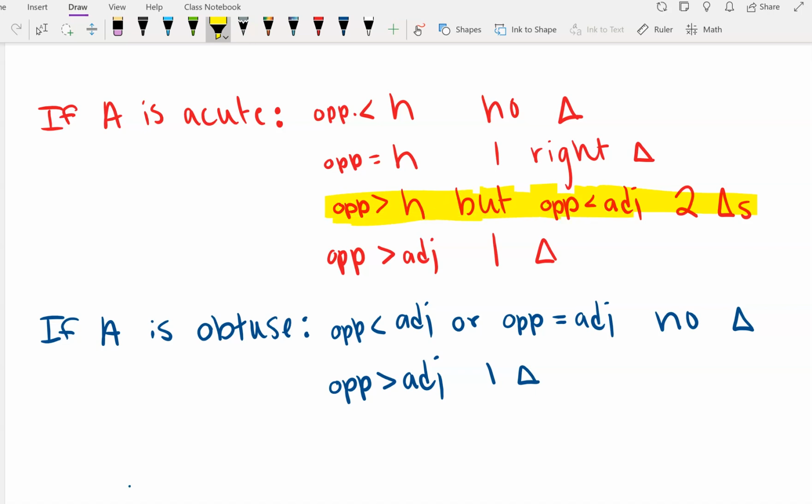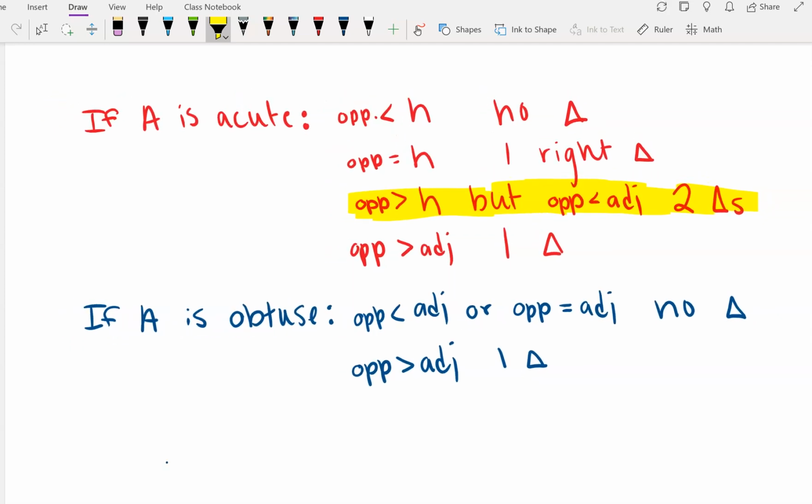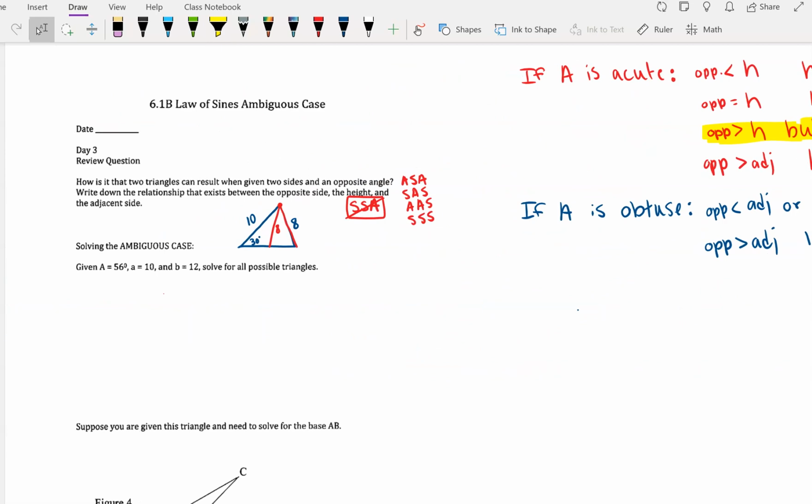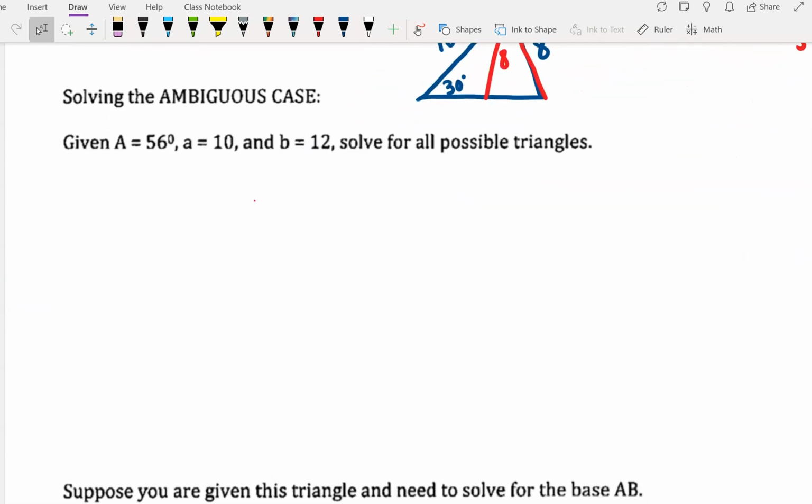If the opposite side ends up being greater than the height, and it's also less than the adjacent side, then it's going to give us two triangles. Alright, so write all that down, and then we will get started on the first example, and we'll refer back to what I have written up there. I'll explain it a little bit more with each problem.